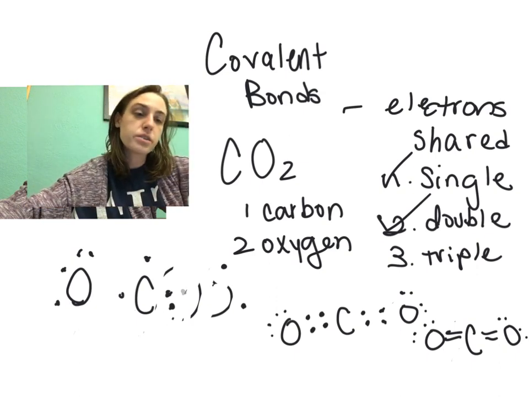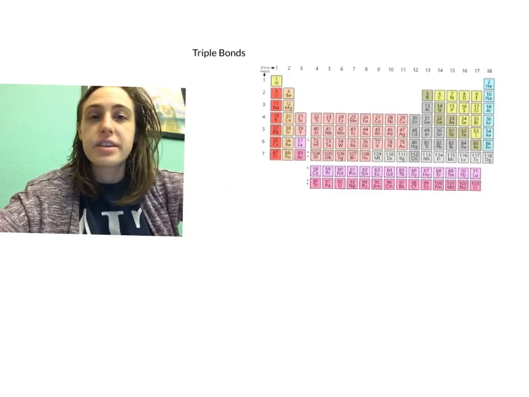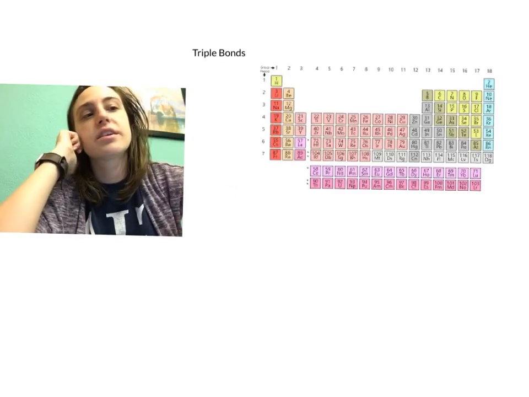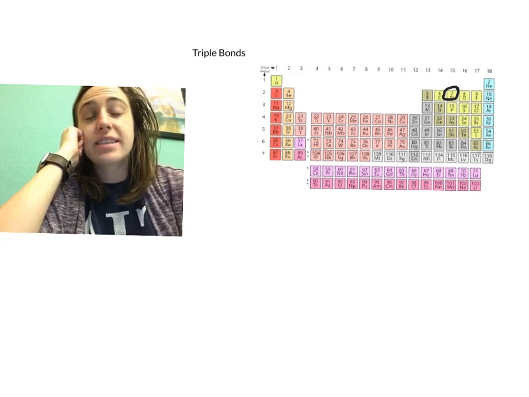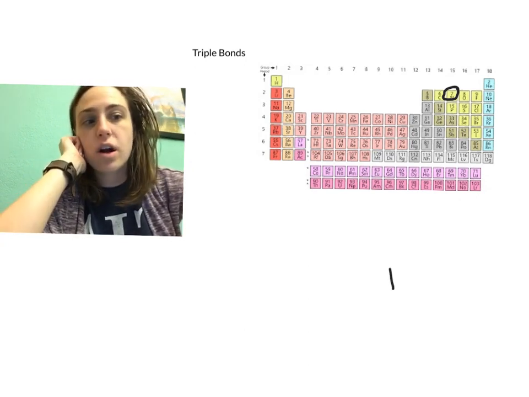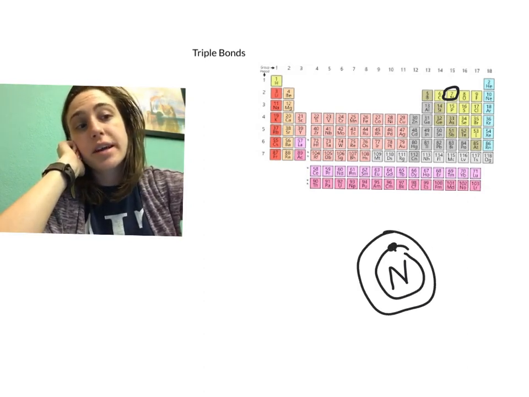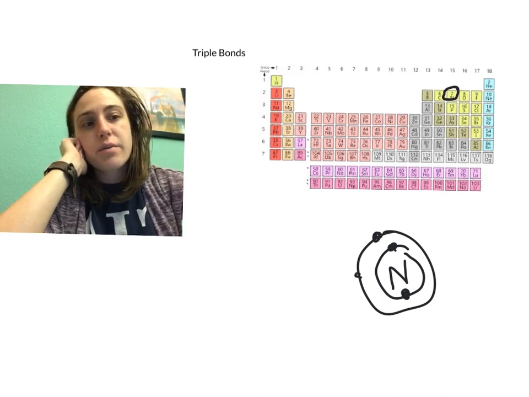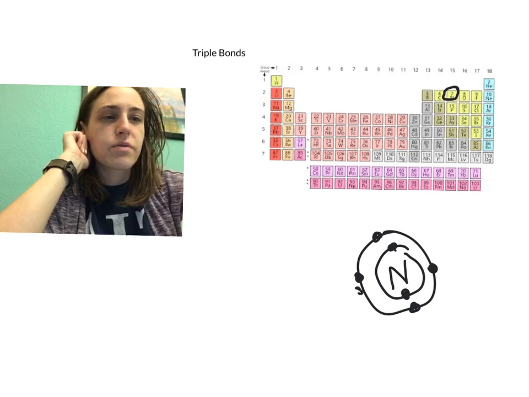So let me pause while I erase everything. Alrighty, so let's talk about nitrogen for a second. Nitrogen is a good example of something that forms triple bonds. Nitrogen is right here on the periodic table. It has an atomic number of 7, which means it has 5 valence electrons. If we were to draw out a Bohr diagram of nitrogen, it would look something like this. I'd have 2 on the inside energy level, and then I would have 1, 2, 3, 4, and 5.